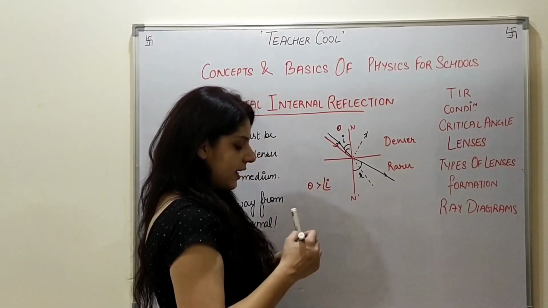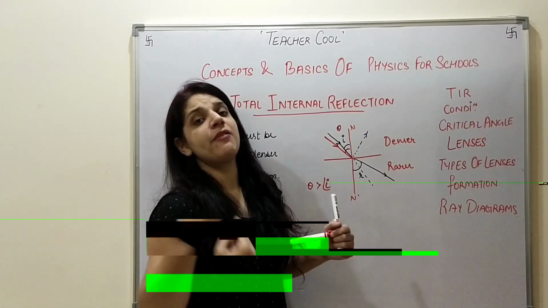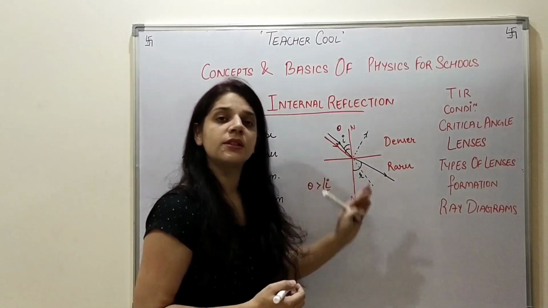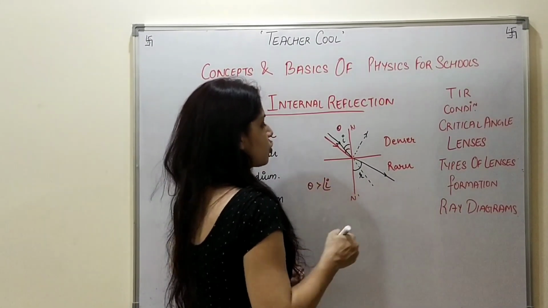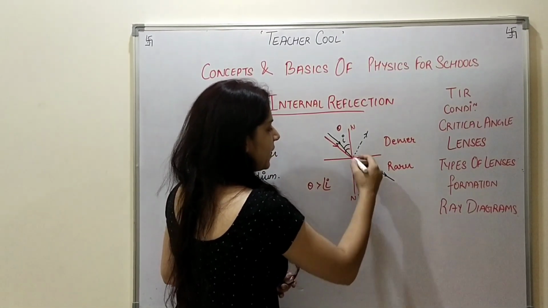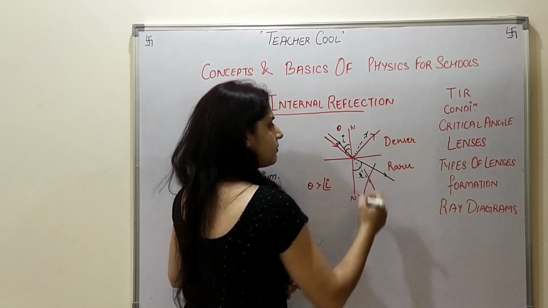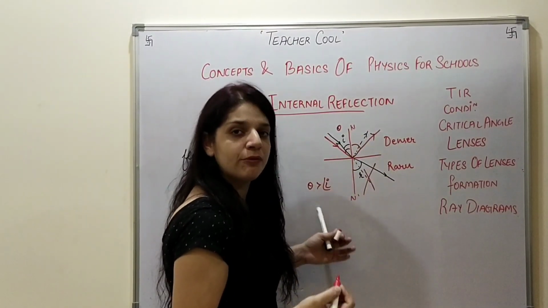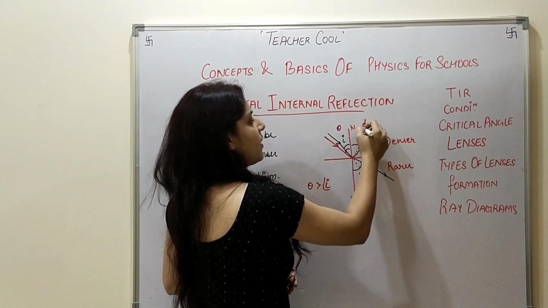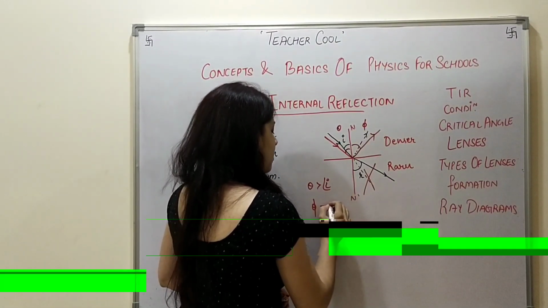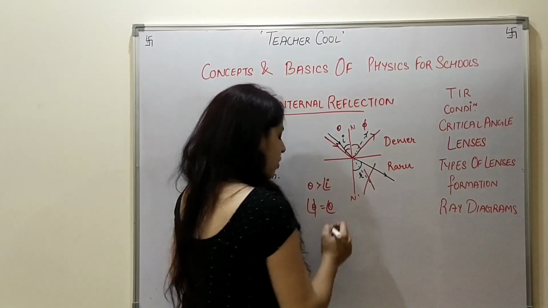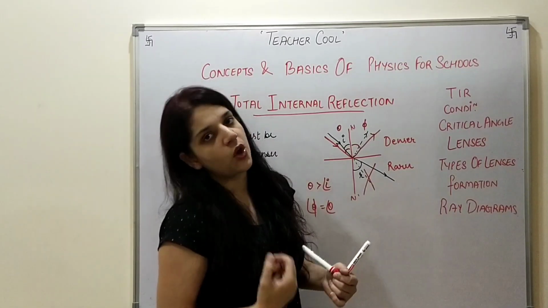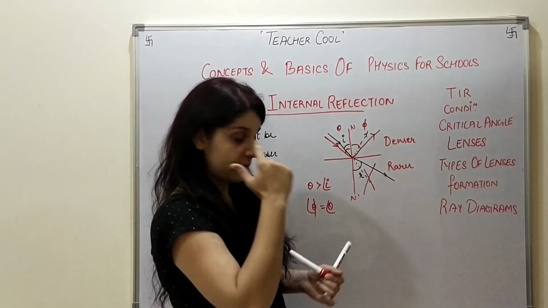So I'll say in this case no ray will get refracted. In fact, 100% of this incident ray will get reflected back. So no ray will come into the second medium, and this complete ray will get reflected back in the same medium following the laws of reflection. So I'll say this phi will also be equal to angle theta, since the law of reflection says the angle of incidence should always be equal to the angle of reflection.